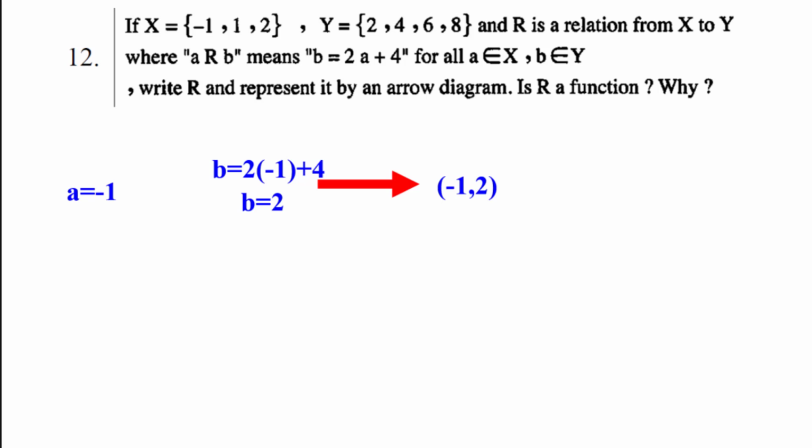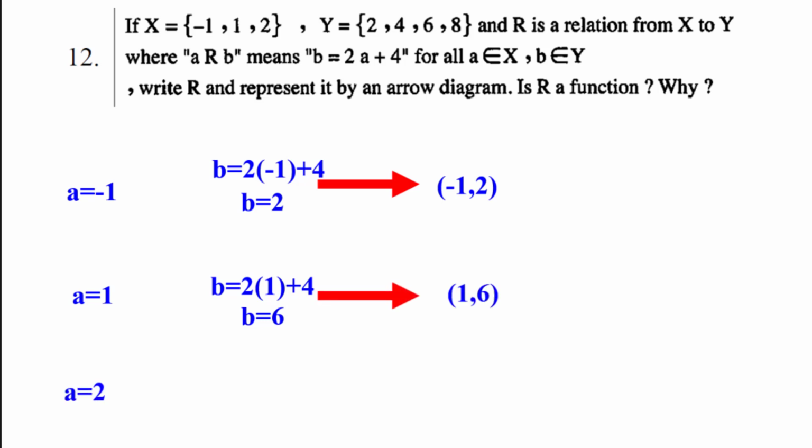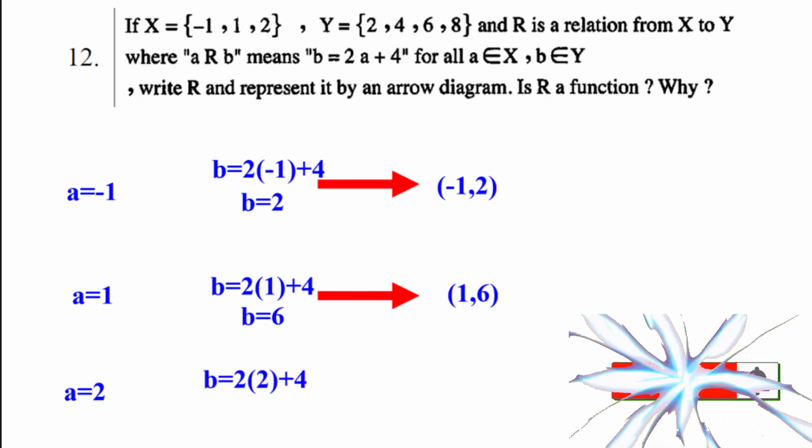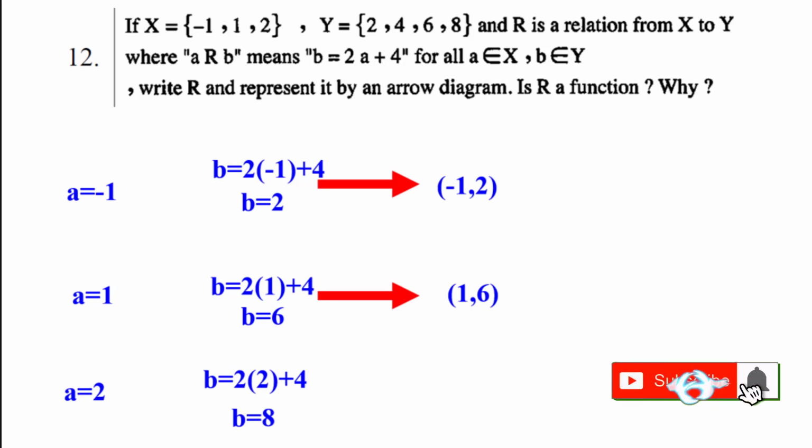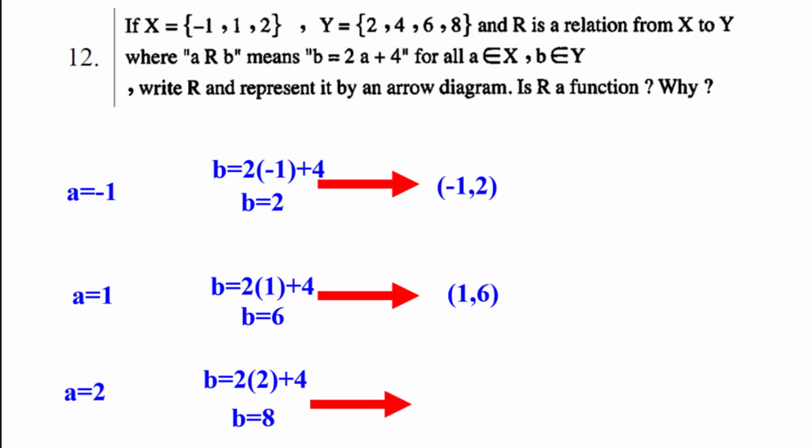By the same way, a equals what? Equals 1. So find b: 2 times 1 plus 4. 2 times 1 equals 2, plus 4 equals 6. Do we have 6 in y? Yes. So the second ordered pair will be 1, 6. a equals 2, guys. So to find b by the same way, 2 times 2 plus 4. 2 times 2 equals 4, 4 plus 4 equals 8. Now do we have 8 in y? Yes. So the third ordered pair will be 2, 8.